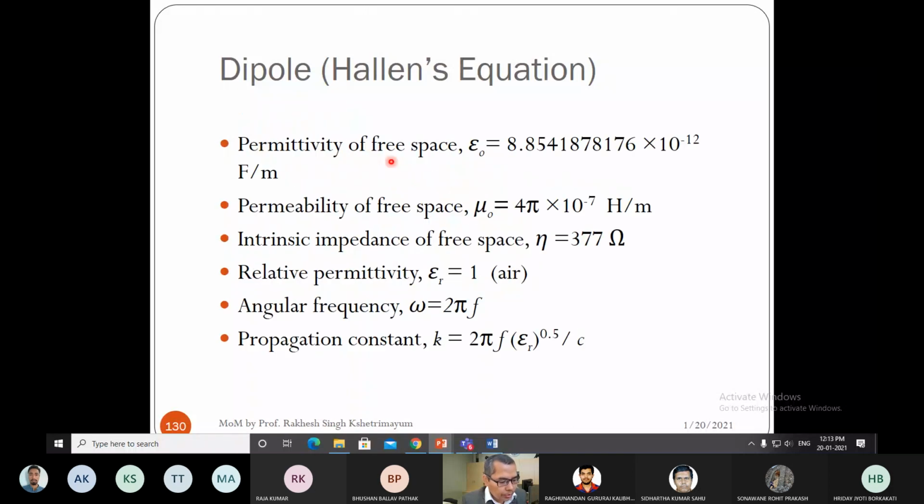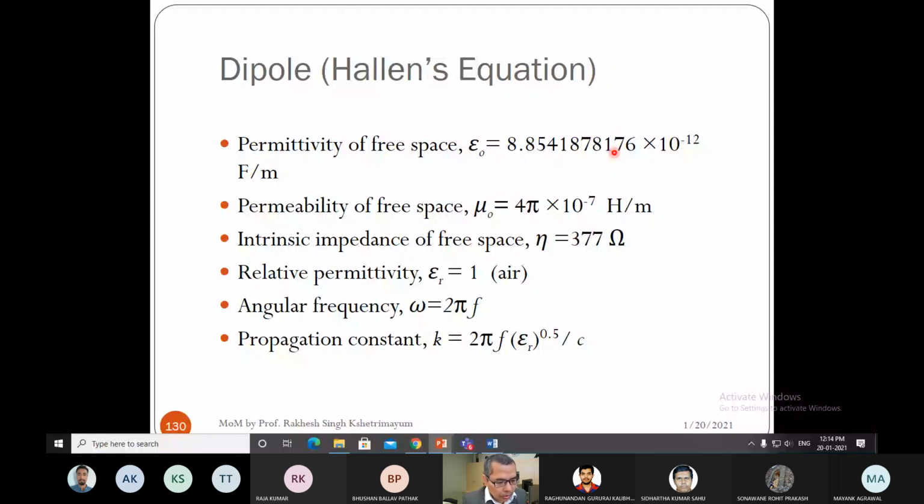Then the permittivity of free space, epsilon 0, is 8.85 into 10 to the power minus 12, and the permeability of free space, mu 0, is 4 pi into 10 to the power minus 7. I think it's good to remember all these constants. Sometimes you forget them, and then you cannot find them. For example, if you want to find the wave impedance or intrinsic impedance of free space, you can use these values of mu naught and epsilon naught and find it. So you need to remember these constants.